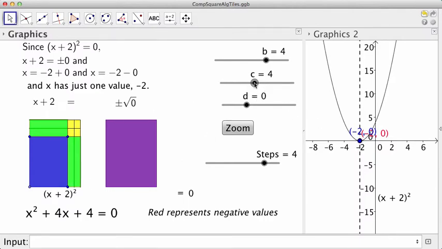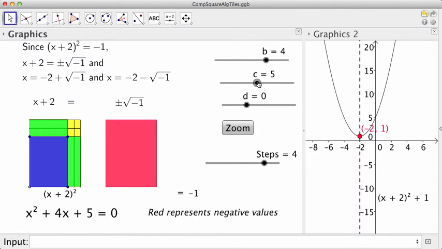Notice now as we continue sliding c, we've now moved the vertex above the x-axis. Those blue points have disappeared. The reason is that our quadratic no longer intersects the x-axis. We have no solutions. No value of x will make this quadratic have a y value equal to 0. And we can see that reflected here in our solutions because we have x is equal to negative 2 plus or minus the square root of negative 1, but the square root of negative 1 does not exist.